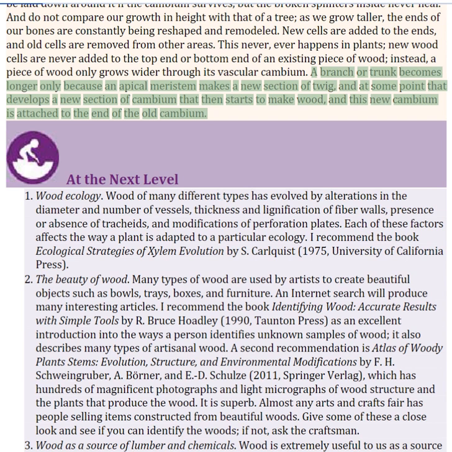A branch or trunk becomes longer only because an apical meristem makes a new section of twig, and at some point that develops a new section of cambium that then starts to make wood, and this new cambium is attached to the end of the old cambium.